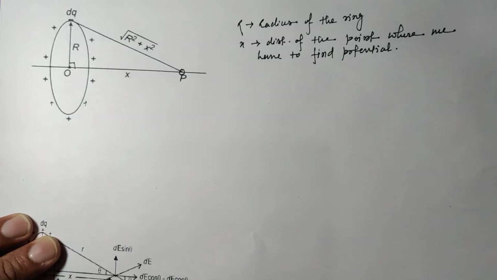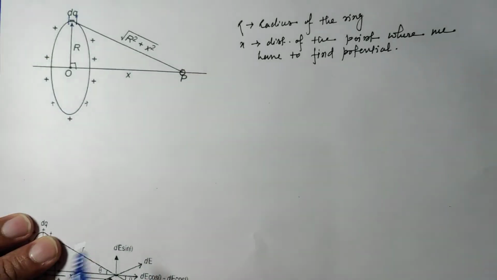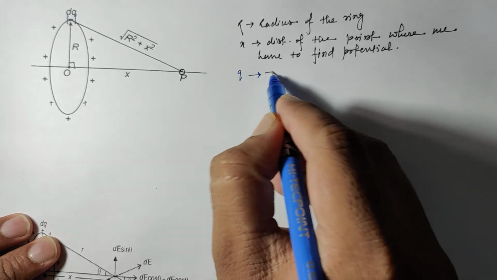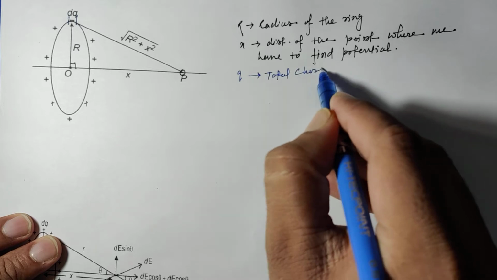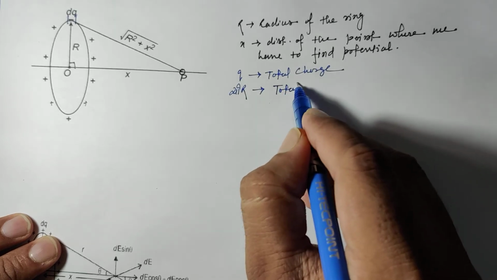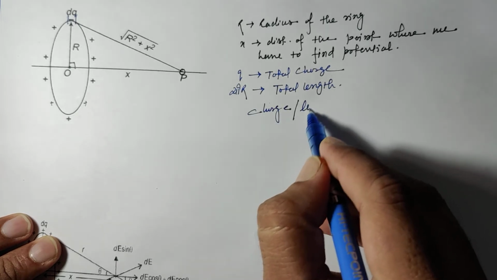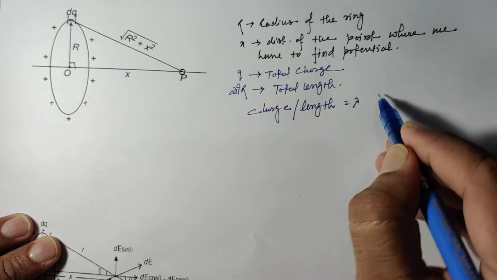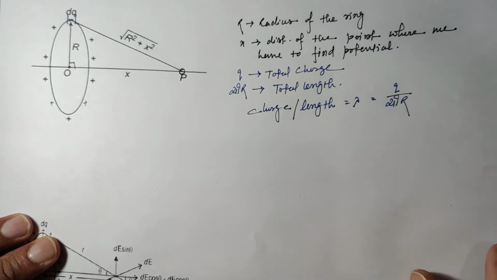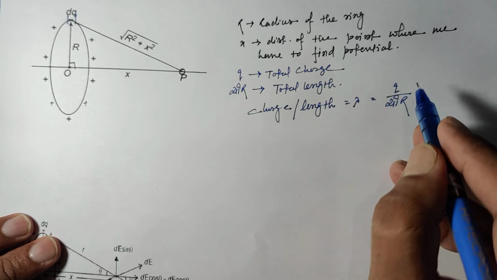Now if we consider an elemental length dl at this point, a very small length dl, and if capital Q is the total charge on the ring, and definitely 2 pi R is the total length of the ring, in that situation the charge per unit length, shown by lambda, will be equal to Q by 2 pi R. So this is the amount of charge contained in unit length of the ring.